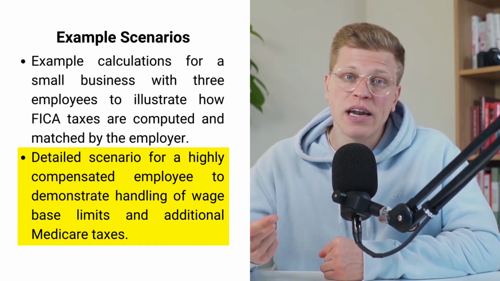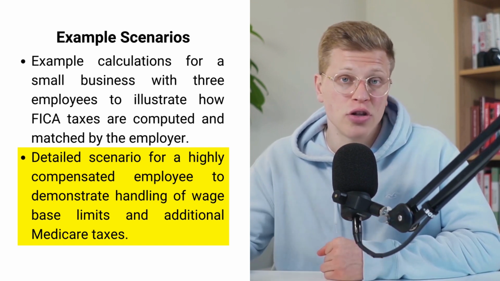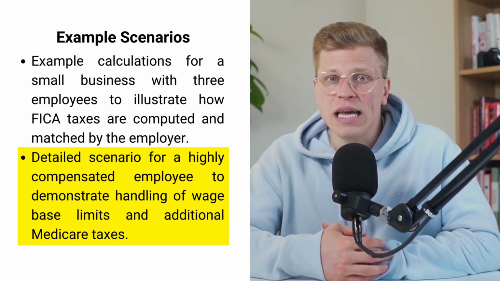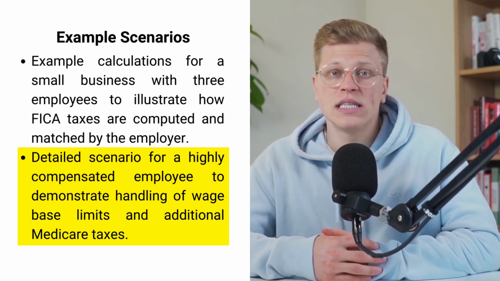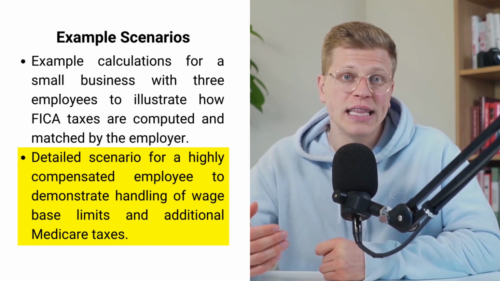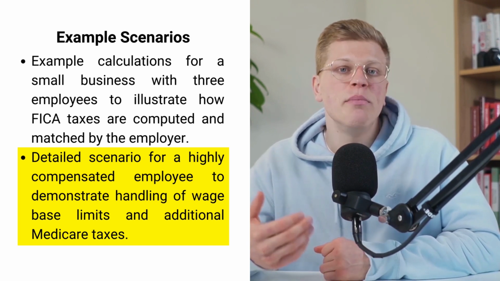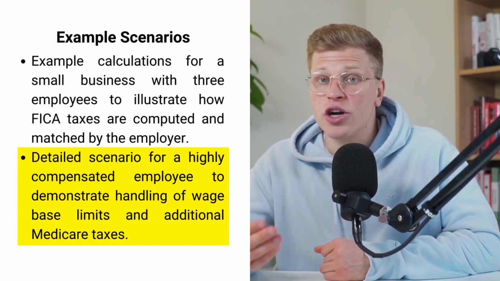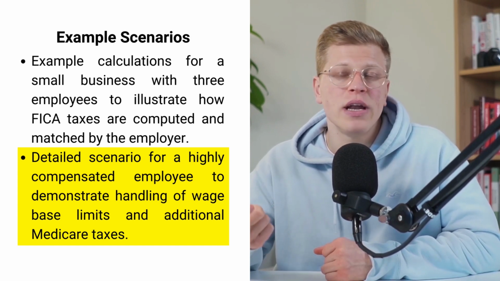For a highly compensated employee earning $10,000 biweekly or $260,000 annually, you'd follow the same process, but keep in mind the wage base limits. Once this employee's earnings exceed $168,000, you stop withholding Social Security taxes, but continue with Medicare contributions. When their earnings surpass $200,000, you start withholding an additional 0.9% for Medicare.